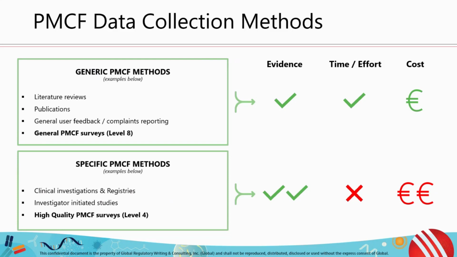There's pros and cons to both. The generic methods, albeit the evidence may be lesser, the time, the effort, and the cost that is associated with it is much lesser also. It's cheaper and it's quicker. The specific methods, though, are going to provide you with a higher level of evidence, but the time, effort, and the cost associated is going to be much greater. In terms of justifying which you're going to use, it is important to base that on many different factors, such as your device, risk classification, previous clinical data, and so on.